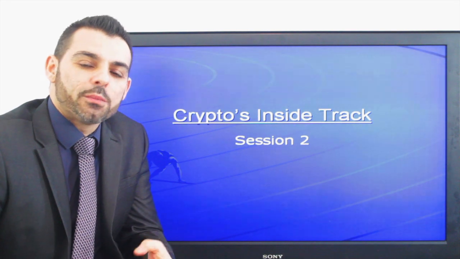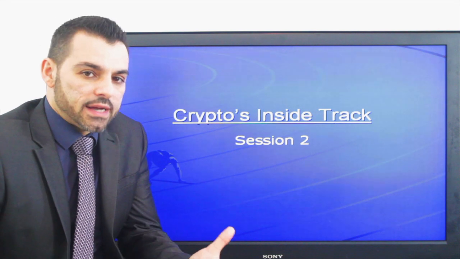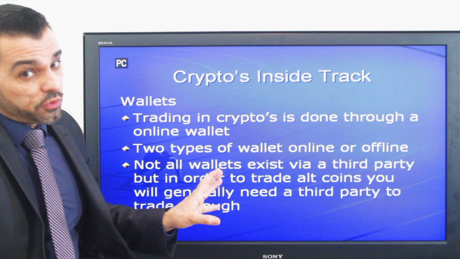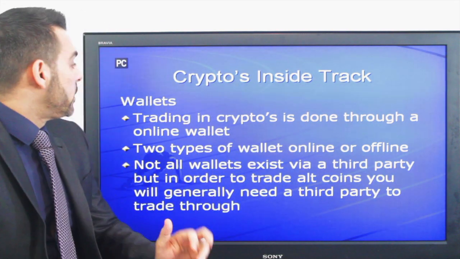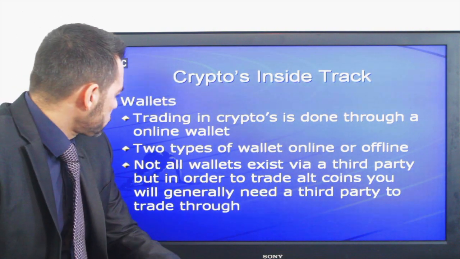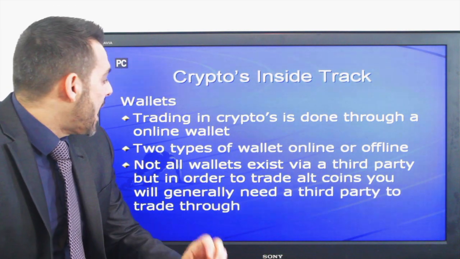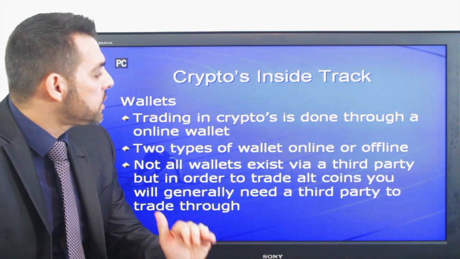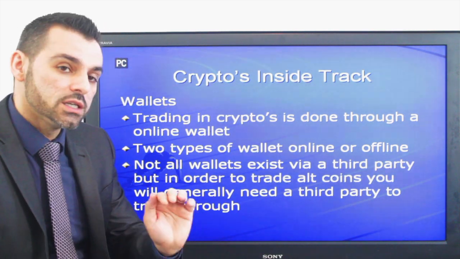I'm going to be talking about some of the absolute fundamentals of setting up a wallet and being able to trade, and we're going to talk you through that. So first of all, we'll just talk through the main points, and then we'll talk off the back of it. First and foremost, trading in cryptos is done through an online wallet. There are two types of wallet, online or offline, and not all wallets exist via a third party, but in order to trade altcoins, you will generally need a third party to trade through.